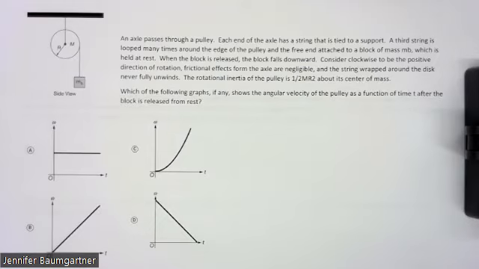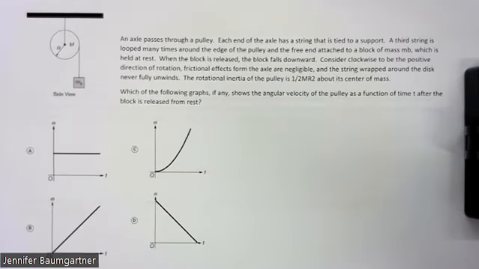Frictional effects from the axle are negligible, and the string wrapped around the disc never fully unwinds. The rotational inertia of the pulley is 1/2 mr squared about its center of mass. Which of the following graphs, if any, shows the angular velocity of the pulley as a function of time t after the block is released from rest?